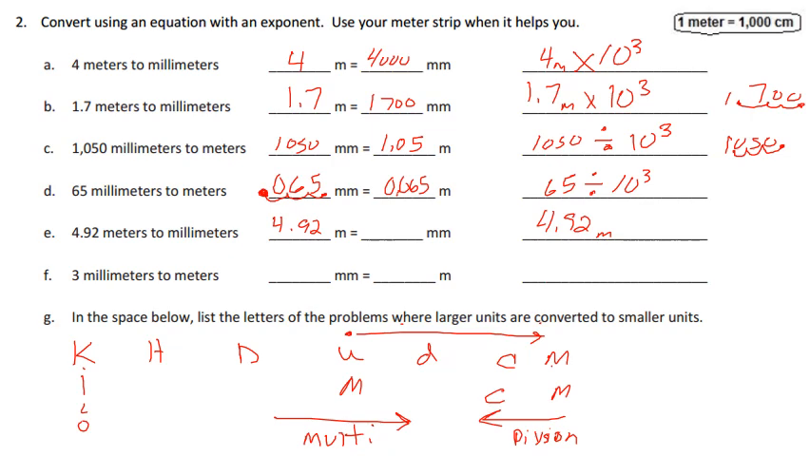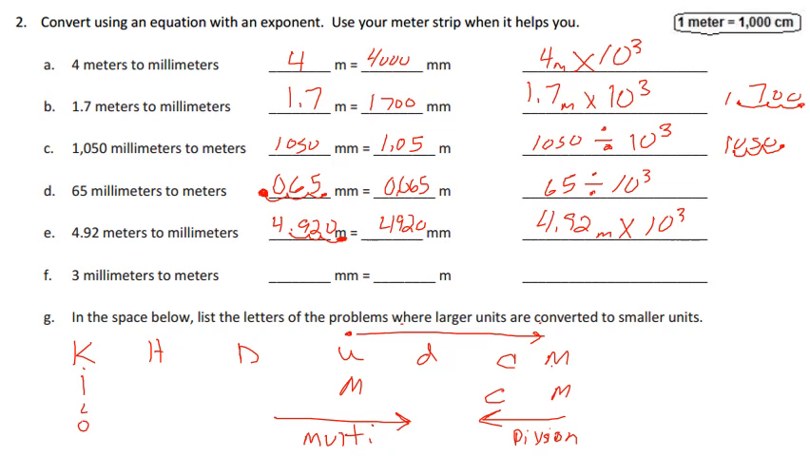And we're going from meters to millimeters, so that's going to be multiplication. So going from left to right. And it's 3 positions, so we're going to be 10 to the third. When we move this 3 positions, 1, 2, and our third one, so we're going to end up with 4,920 meters.